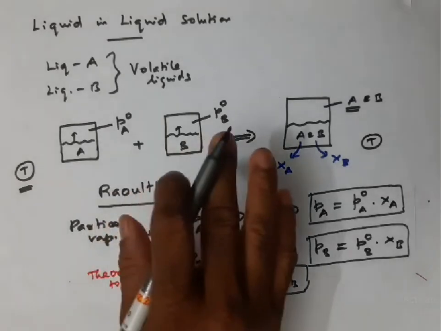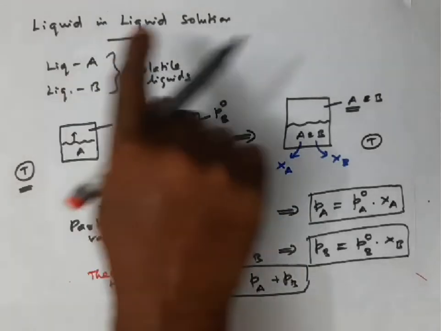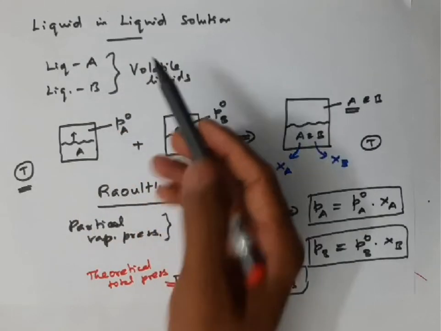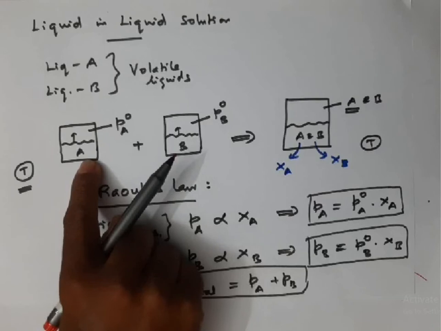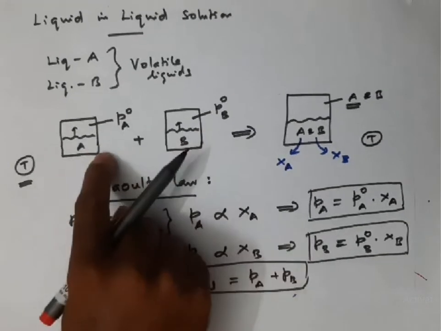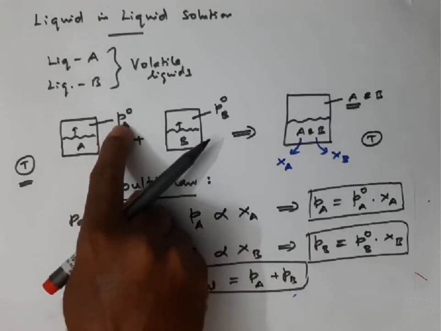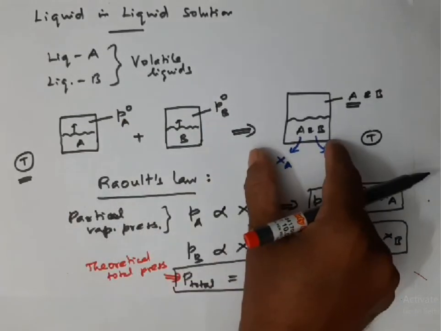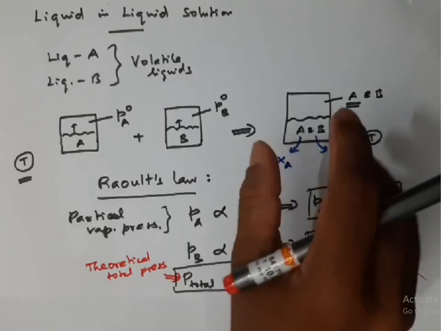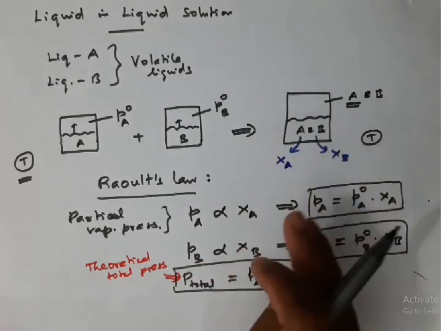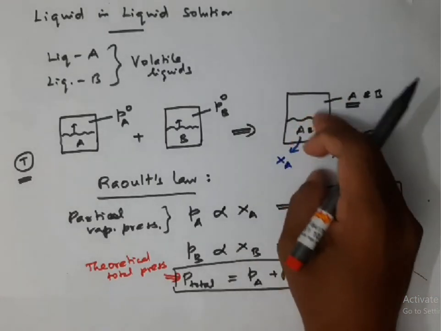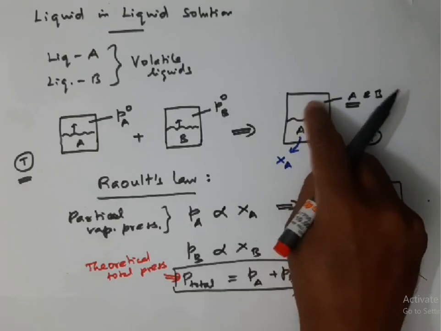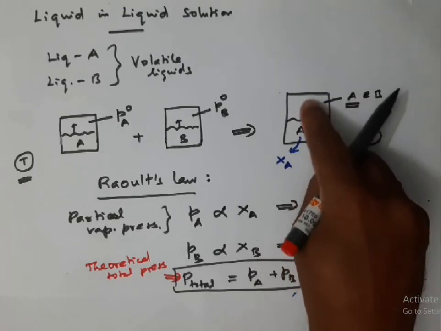This is what we discussed in the last class, right? If you take a liquid in liquid solution, assuming both liquids are volatile, you take the pure liquid A and pure liquid B and measure their vapor pressures. Let the vapor pressures be P naught A and P naught B. Then you mix the two liquids, you will get a solution consisting of two liquids A and B. Both are volatile, therefore both evaporate. So in the space above the liquid, you have vapors of A as well as vapors of B, so you will get a mixture.